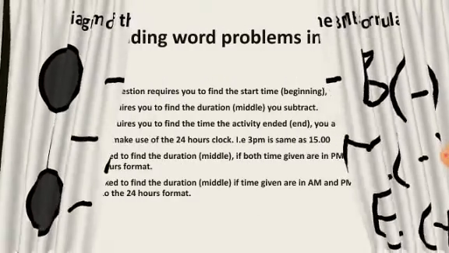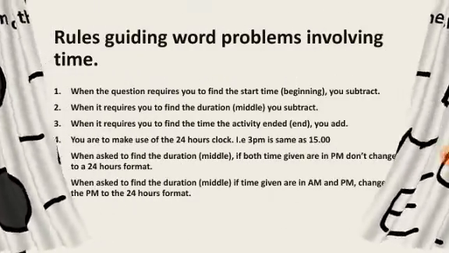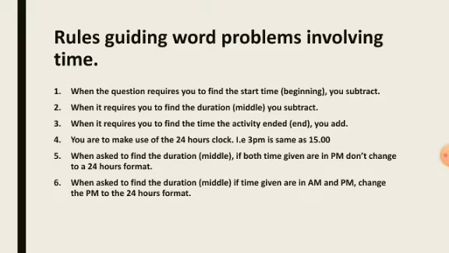So now let's look at the rules guiding word problems involving time. 1. When the question requires you to find the start time, that is the beginning, you subtract. 2. When it requires you to find the duration, that is middle, you subtract. 3. When it requires you to find the time the activity ended, that is the end of the activity, you add. 4. You are to make use of the 24 hours clock.